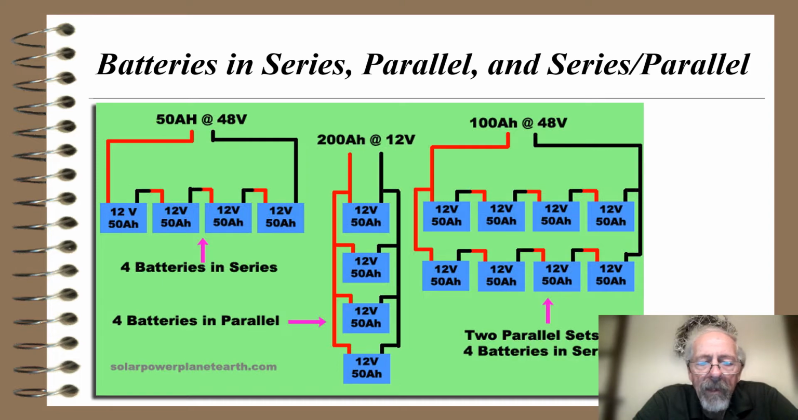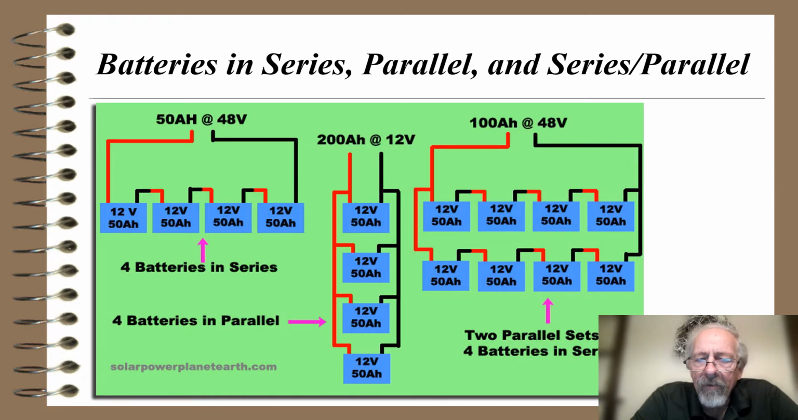In the middle, I put 4 batteries in parallel. Well, we haven't talked about parallel circuits yet, but this is a parallel circuit. And what happens here is the battery voltage stays the same at 12 volts, but the number of ampere hours, 200 amp hours, increases 4 times what it was before. So the diagram on the top left, I get 4 times the voltage. The diagram in the middle, I get 4 times the amperage.